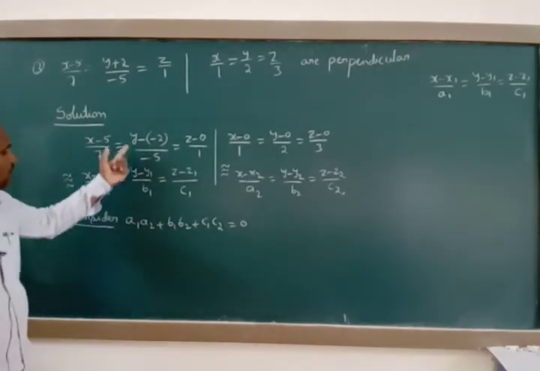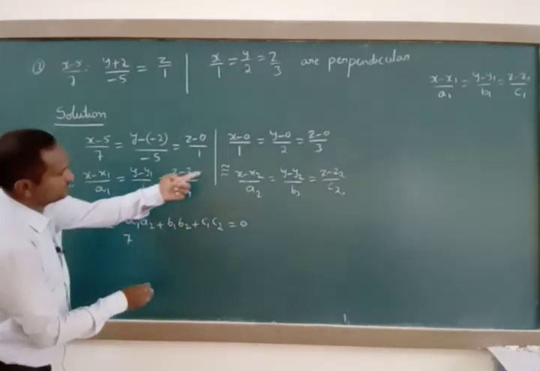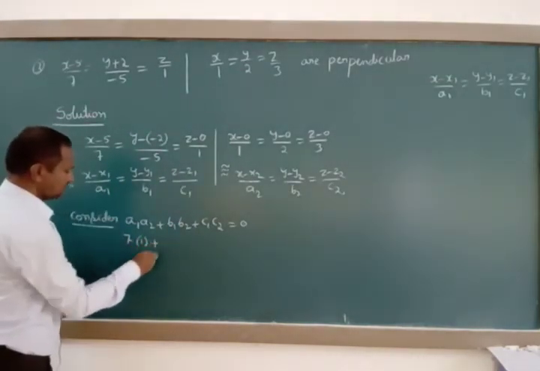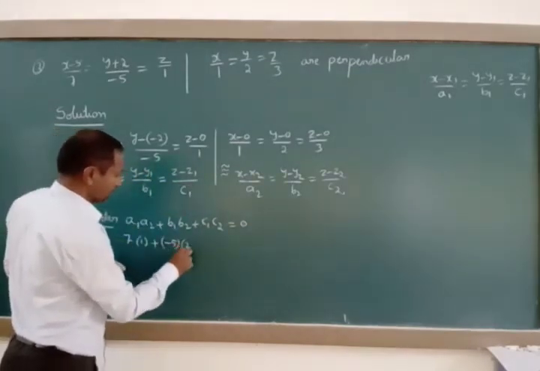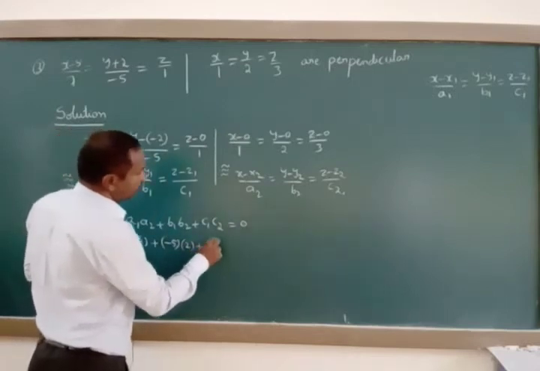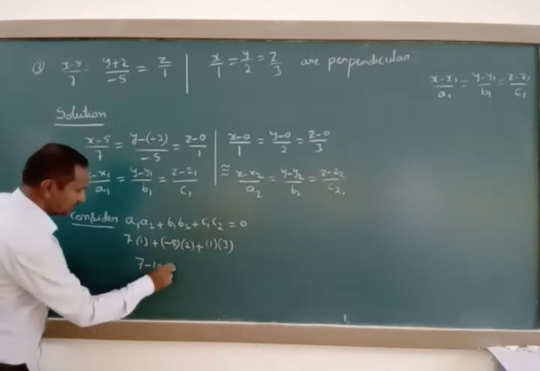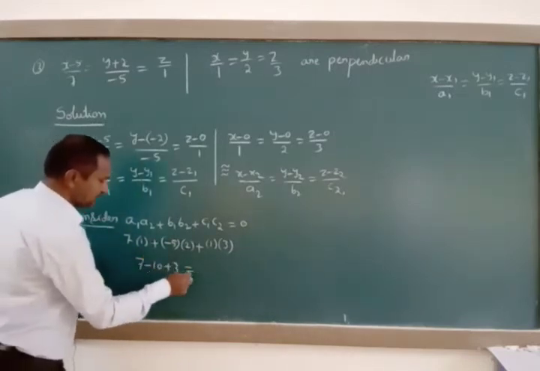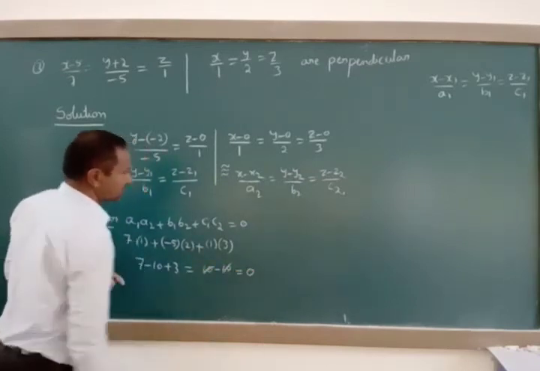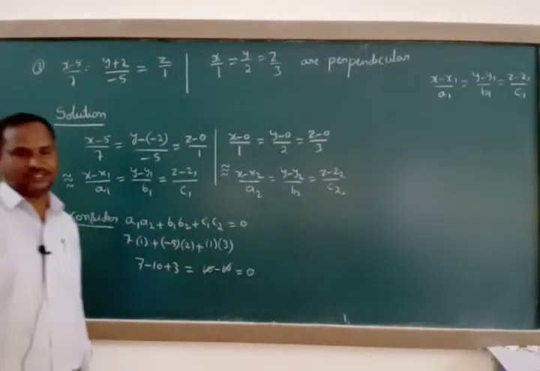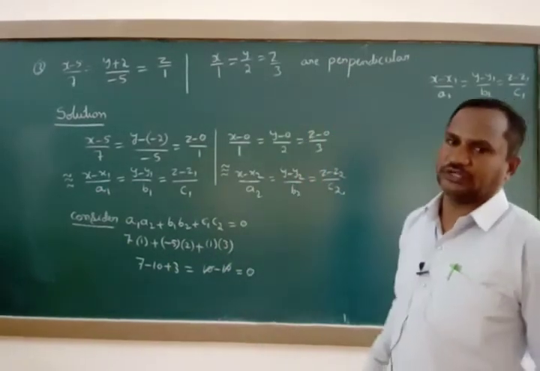Now we substitute those values in this condition. A1 is 7 into a2 is 1, plus b1 is minus 5 into b2 is 2, plus c1 is 1 into c2 is 3. That is 7 minus 10 plus 3, which is 7 plus 3 is 10, 10 minus 10 gets cancelled, is equal to 0. Therefore, the given two lines are perpendicular to each other. If you are not getting 0 with the help of that condition, then they are not perpendicular to each other.